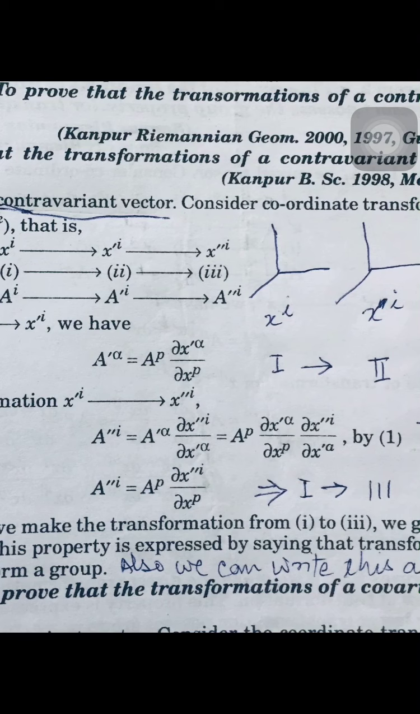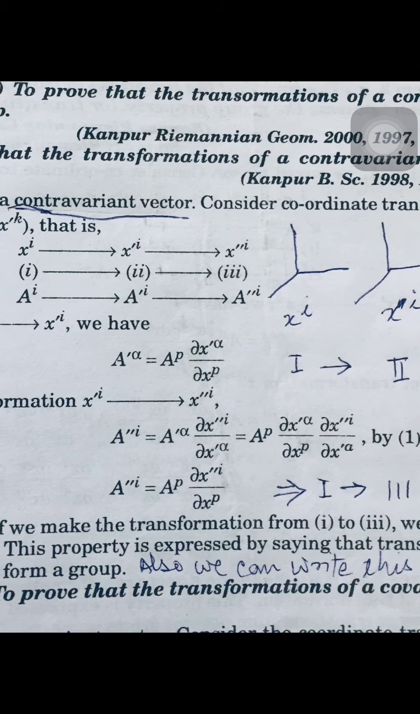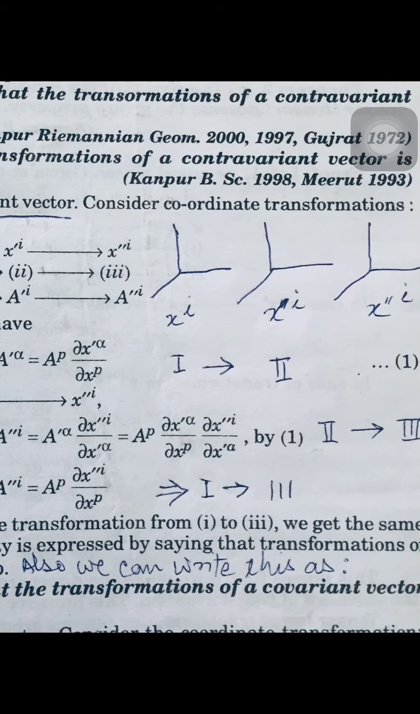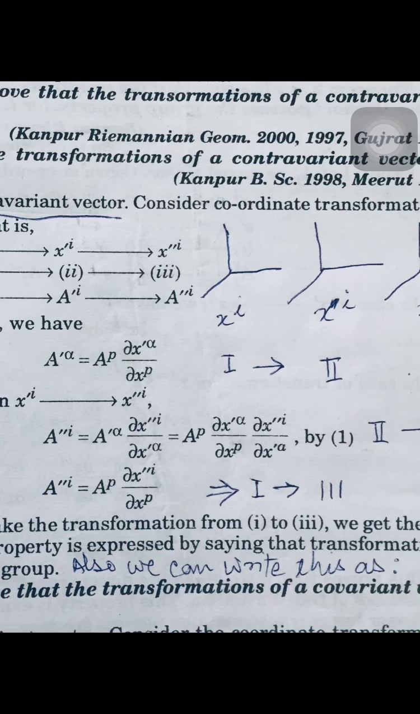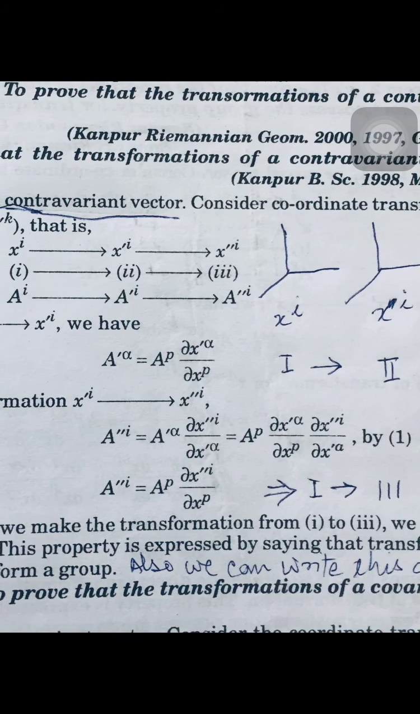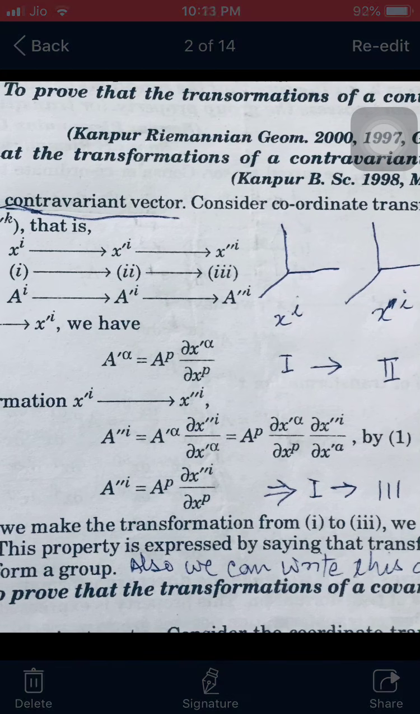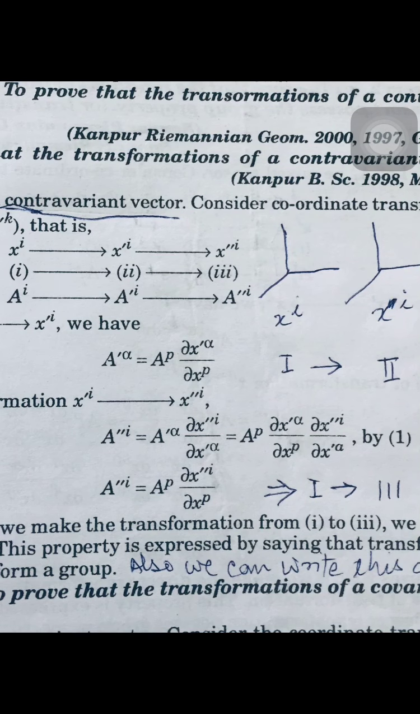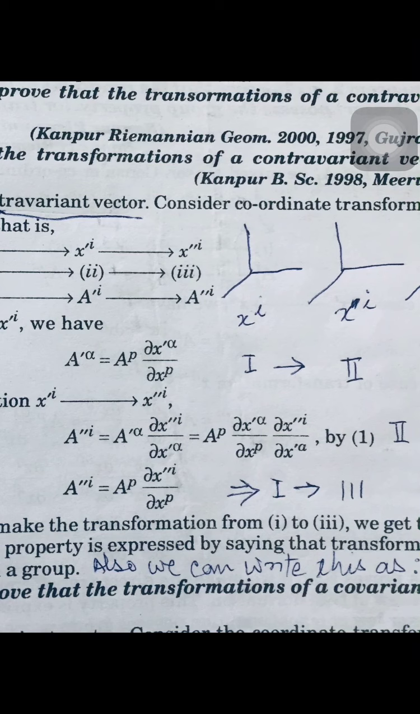Okay, what we are doing is going from the first to the second component, the first to second axis. Now we go from second to third, from single dash to double dash. So what we consider is a double dash i equals a dash alpha, ∂x dash alpha over ∂x double dash, because it is from second to third. So for second we have single dash, for third we have double dash.